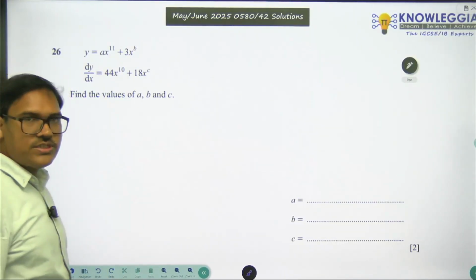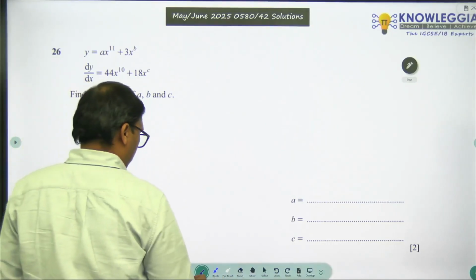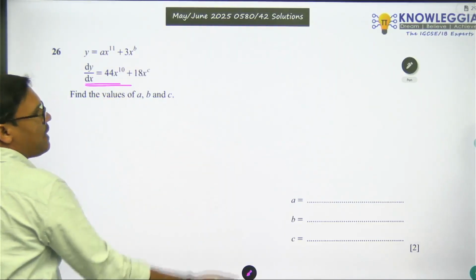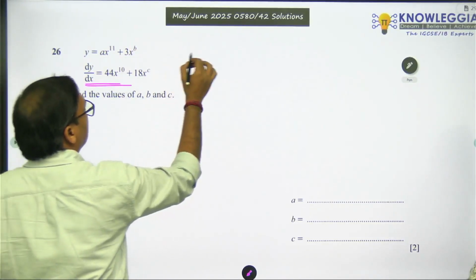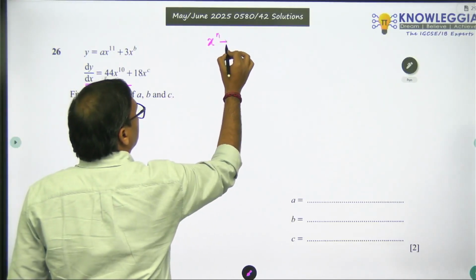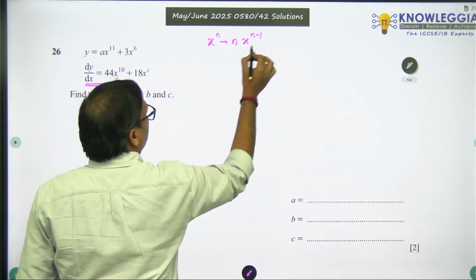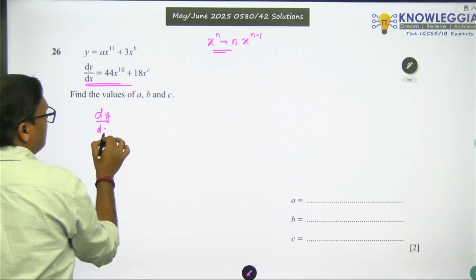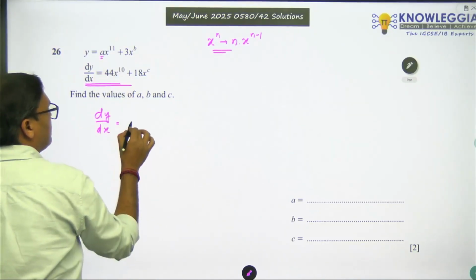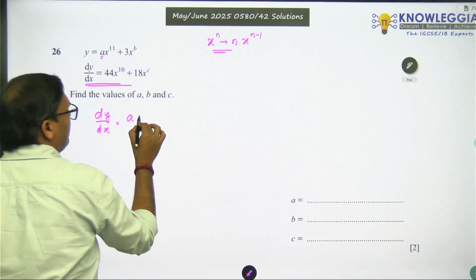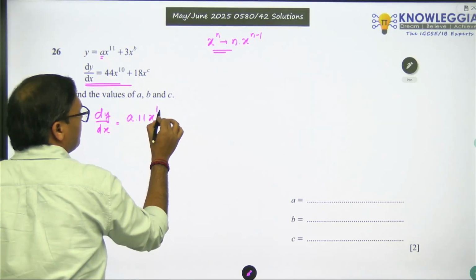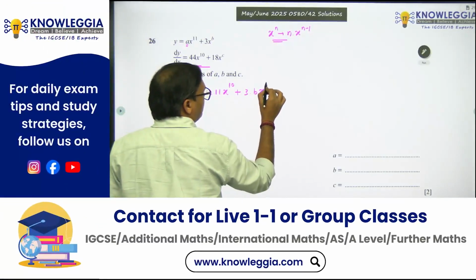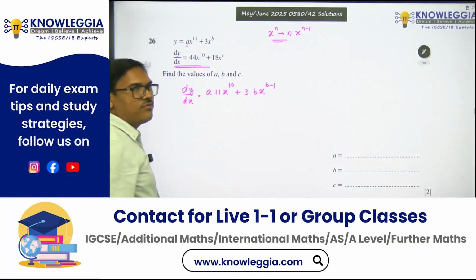Now this is the question on differentiation. So the question is, you have a function y given to you and the differentiation of this is given to you. You have to find a, b, c. So now if you find the differentiation, we know x raised to n, differentiation is n x raised to n minus 1. So if you differentiate this, dy by dx will be equal to, a is just a constant, a times 11 x raised to 11 minus 1, that is 10, and this is 3b x raised to b minus 1, this is the form, right?